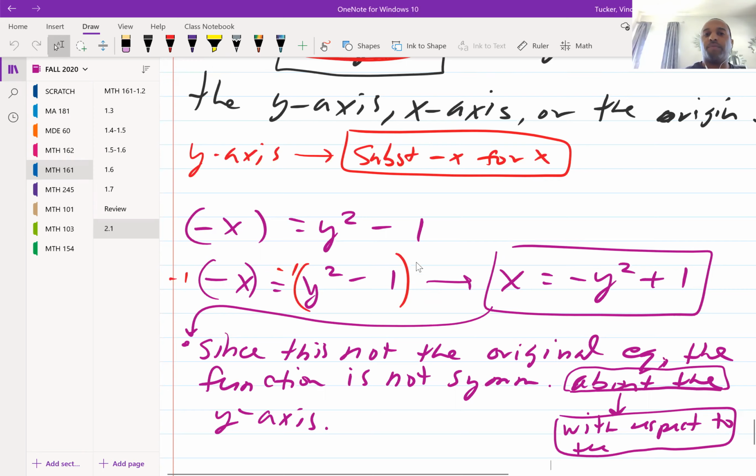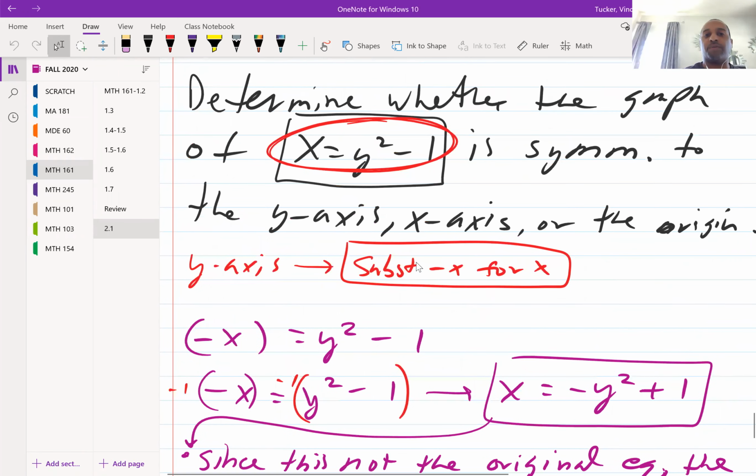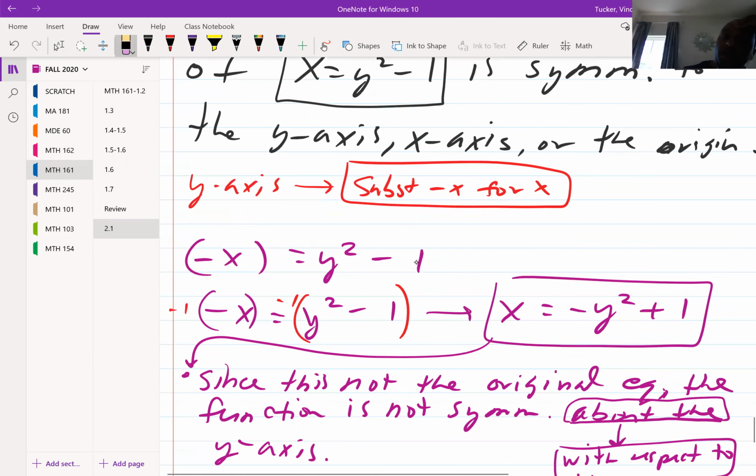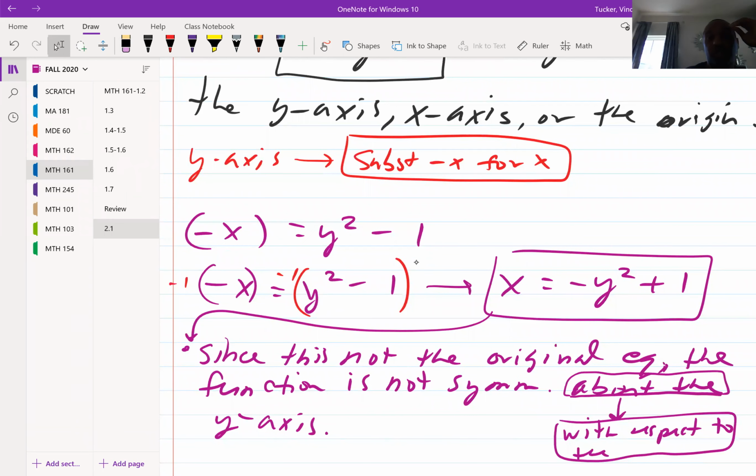All right, so picking up where we left off, the problem said determine whether the graph of x equal to y squared minus 1 is symmetric to the y-axis, the x-axis, or the origin. So we saw that if I want to test whether it's symmetric to the y-axis, I will substitute in negative x for x. If I get back the original equation, then that means it is symmetric to the y-axis.